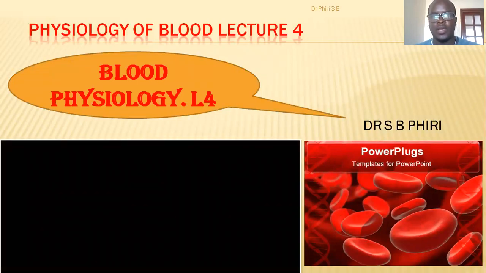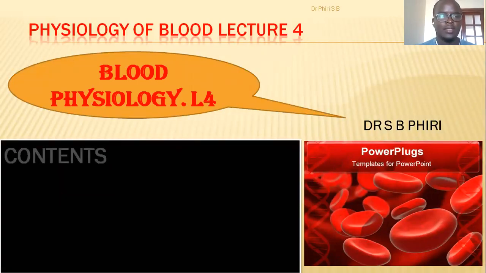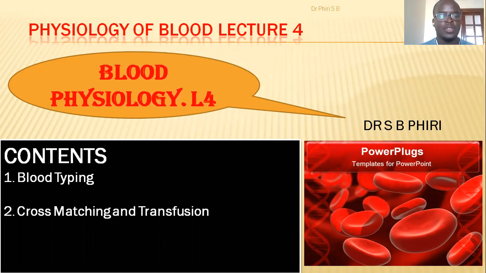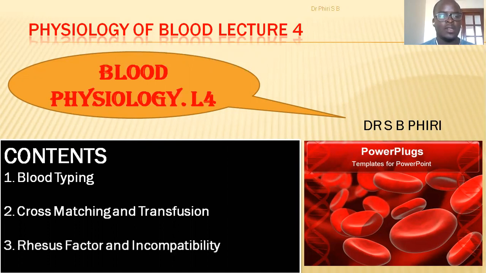Okay, so I hope you are getting me. In this class, we're going to look at blood typing. Then we'll move on to cross-matching and transfusion. Then we'll also look at rhesus factor and incompatibility. So these are the things that we'll be discussing in this lecture.